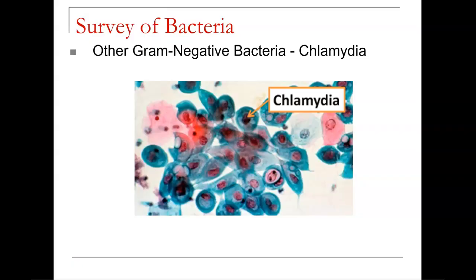They're responsible for things like trachoma, an infection of the eye that often results in blindness, pneumonia, and sexually transmitted urethritis, which is similar to gonorrhea. So most commonly, it's going to be reported as a sexually transmitted disease, or STD.